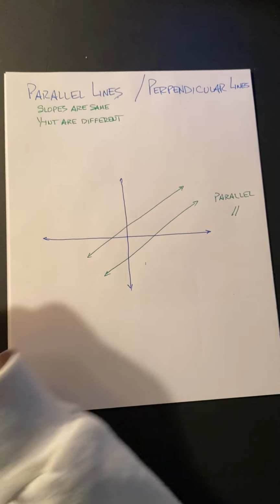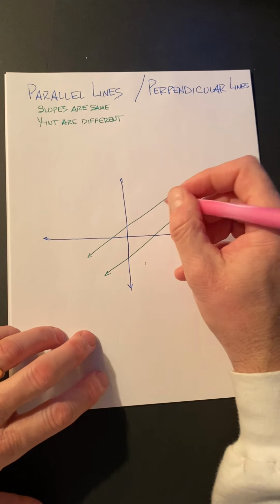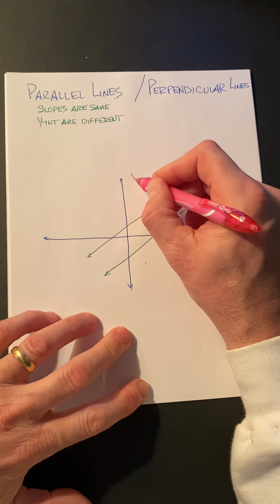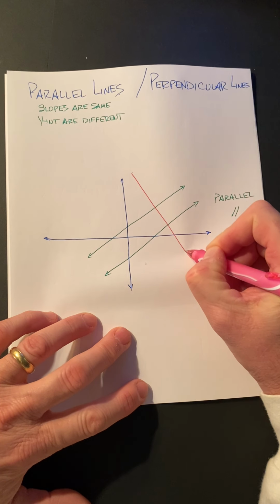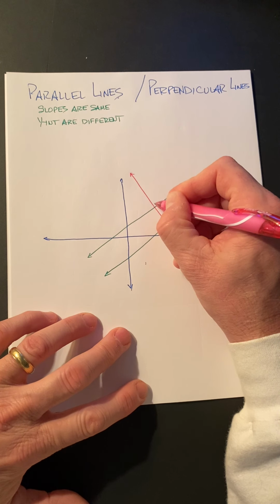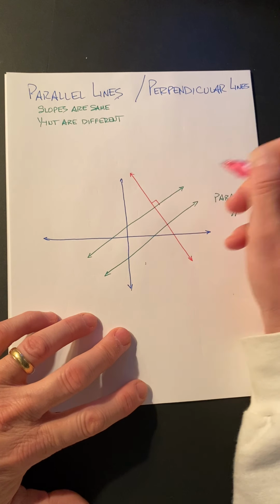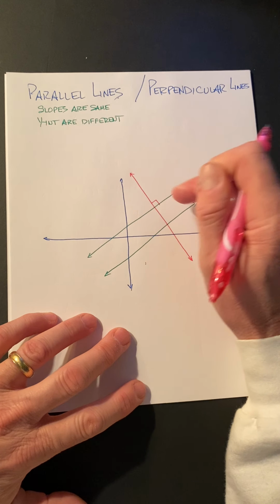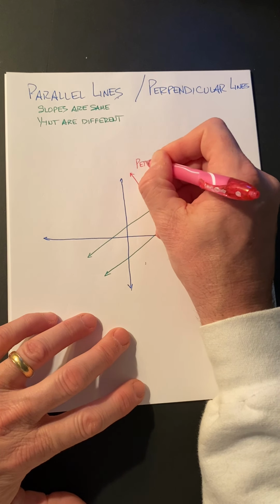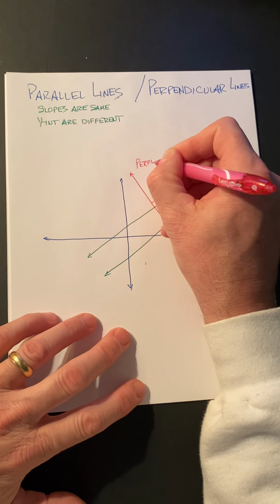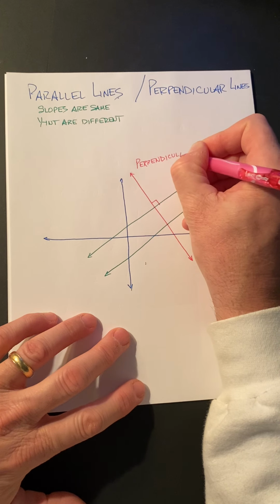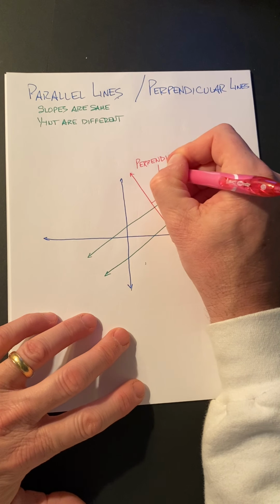Okay? So let's put a perpendicular line on here. And if I look at a perpendicular line, it's going to come down here just like this. The important thing about a perpendicular line is it forms this 90-degree angle, okay? So this is perpendicular to that original line.